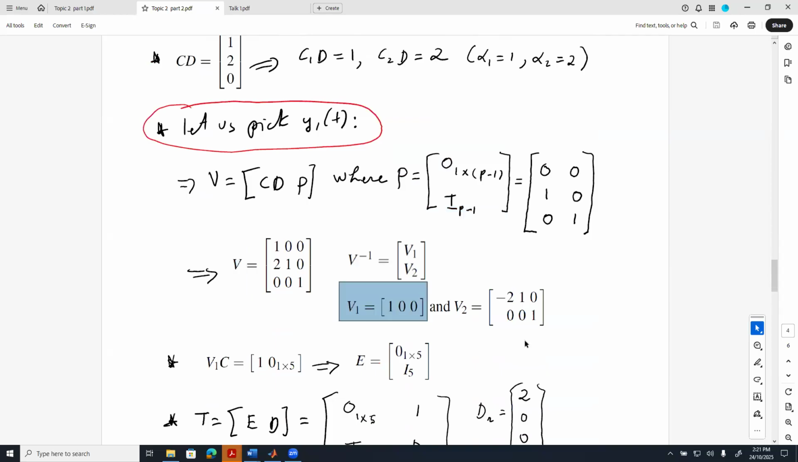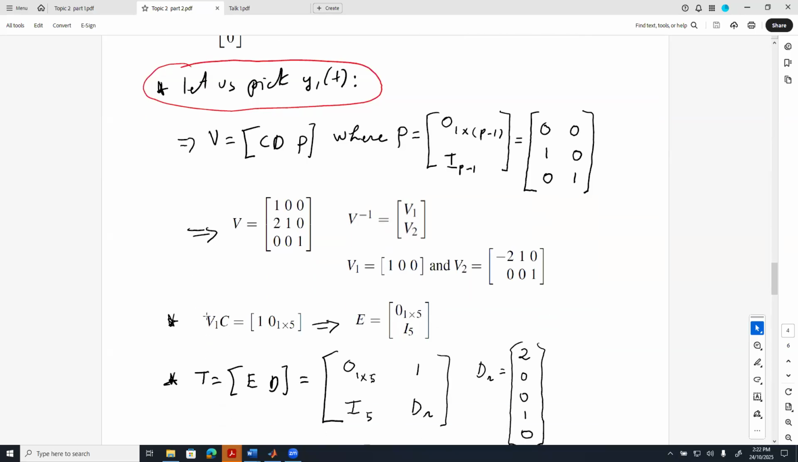Have a look at V1. It's actually of a special structure. It has only one single non-zero element that corresponds to the first derivative of the output measurement y1 of t. And then when we look at this row matrix, the orthogonal basis for the null space is just simply this expression.